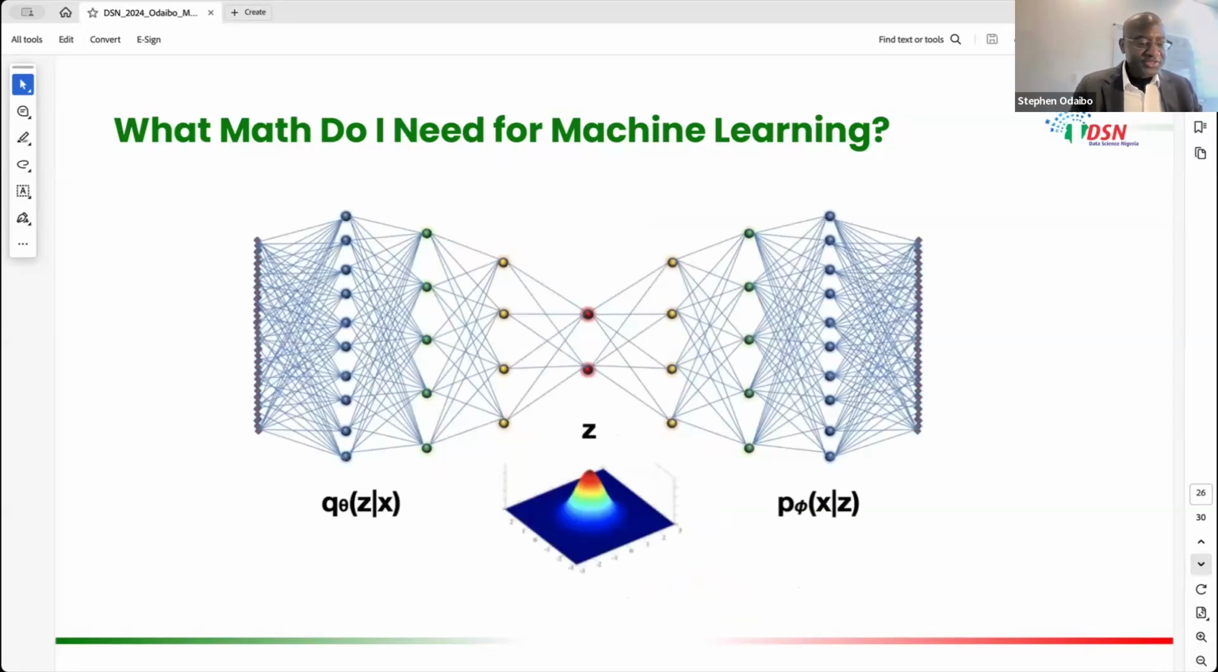Here's another example. This is what? Take your time, look at it. What do you think this one is?